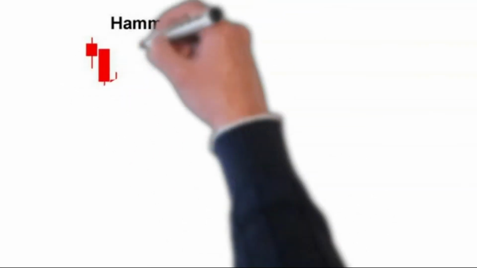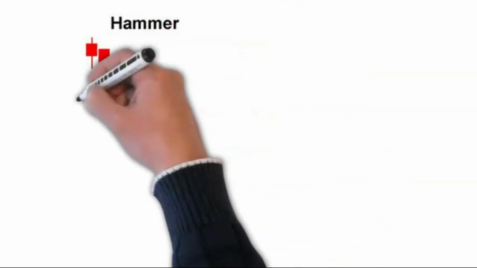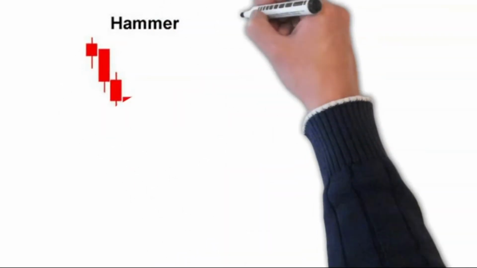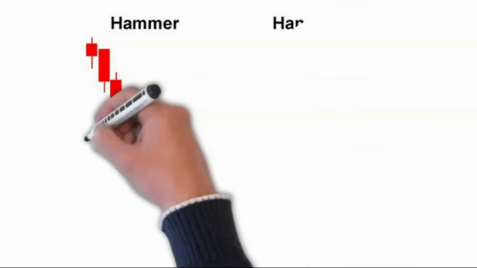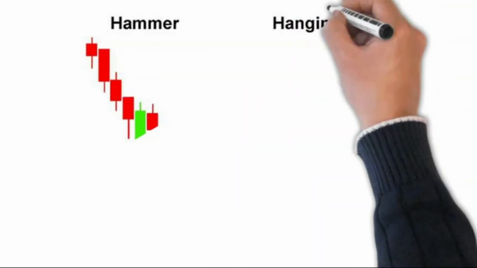The hammer is a bullish reversal pattern that forms during a downtrend. It is named because the market is hammering out a bottom. When the price is falling, hammers signal that the bottom is near and the price will start rising again.